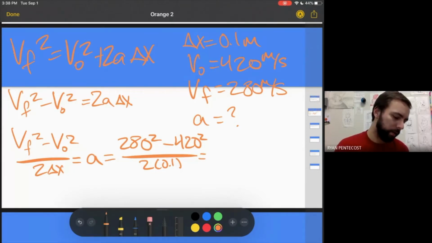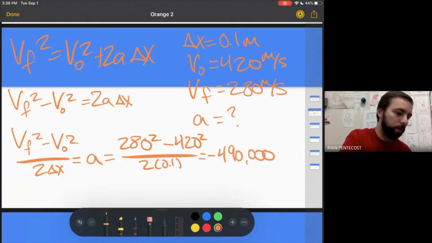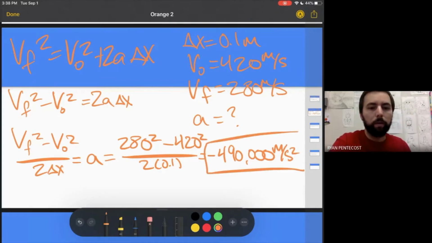I got negative 490,000 meters per second squared. Now, first, should that acceleration be negative? Well, we know that it started out going into the board at a faster rate, and then it slowed down as it went through the board. So we know it should be negative. That means that it's slowing down, right?